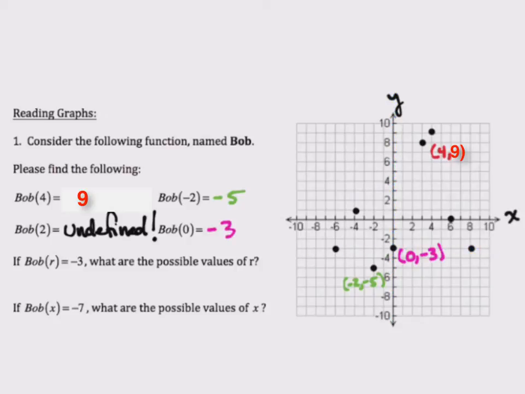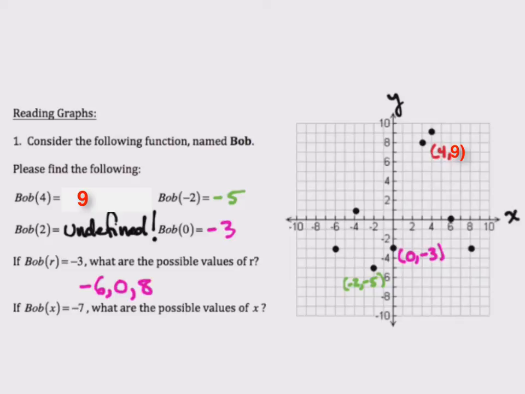Here's a fun one. If Bob of r equals -3, what are the possible values of r? So what we're saying is, if the output is -3, what are the possible inputs? So let's just find -3 on our output axis, and it appears that there are 3 different inputs, each of which has an output of -3. An input of -6 has an output of -3, an input of 0 has an output of -3, and an input of 8 has an output of -3. So I'd say r could be -6, 0, or 8.